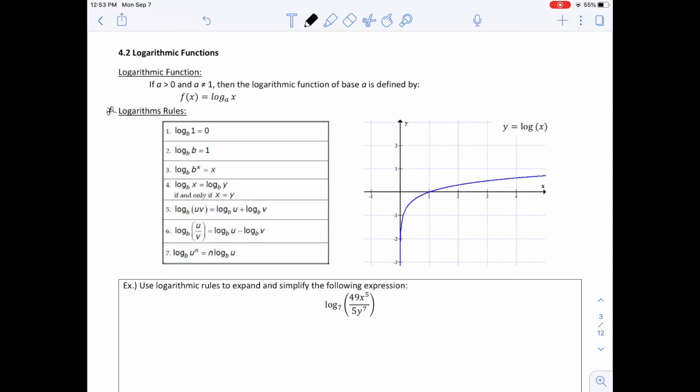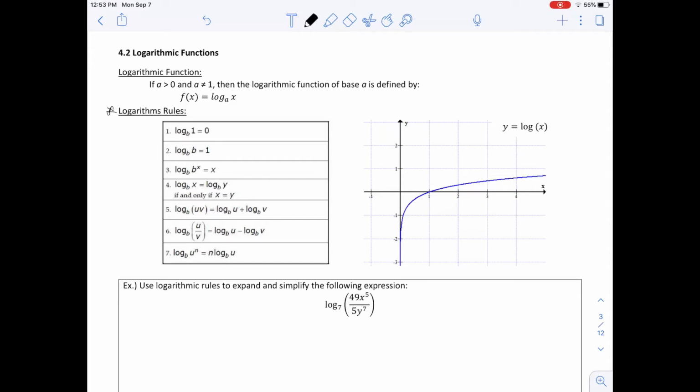First one says log base b of 1 is equal to 0. The second one says log base b of b is equal to 1. And then we have log base b of b to the x is just equal to x. And then for number 4, log base b of x is equal to log base b of y if and only if x is equal to y. So as long as those bases are the same, then x would be equal to y.